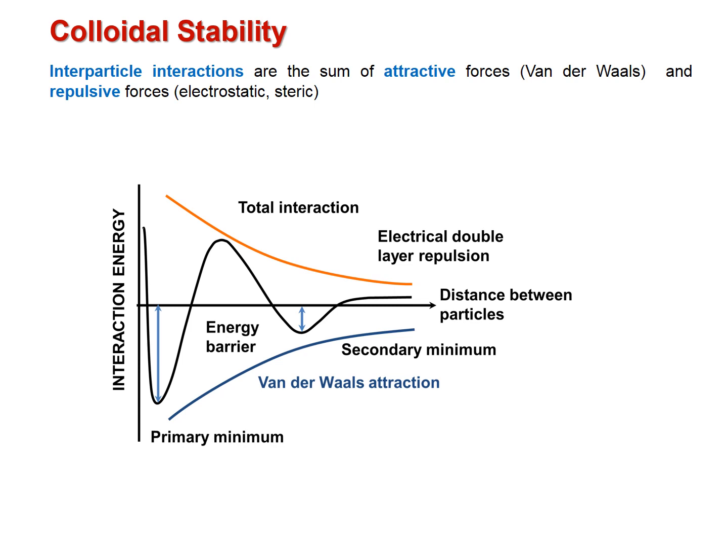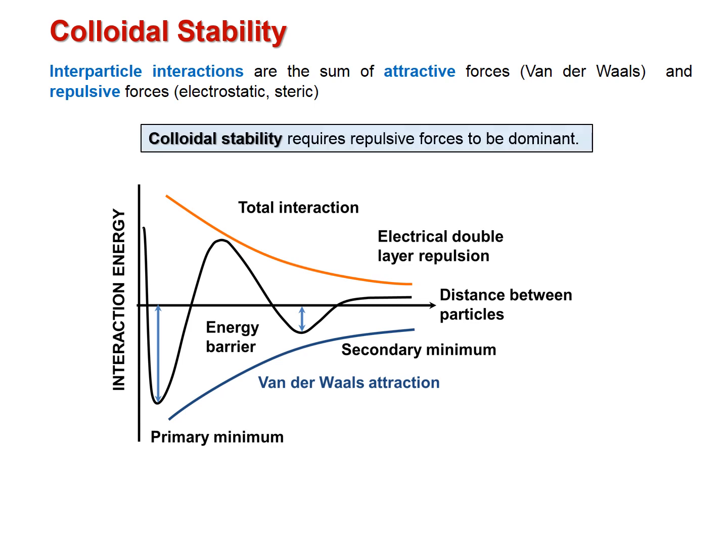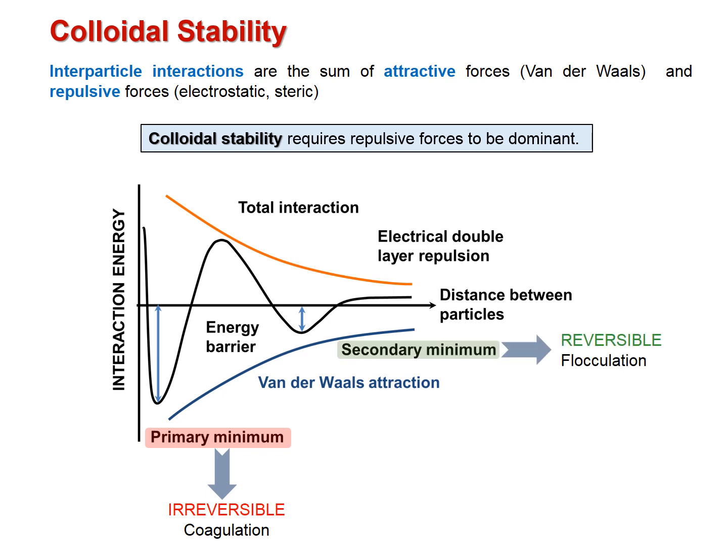Interparticle interactions are the sum of attractive and repulsive forces. Colloidal stability requires repulsive forces, either electrostatic or steric, to be dominant. Particles can aggregate irreversibly like in coagulation or reversibly like in flocculation.